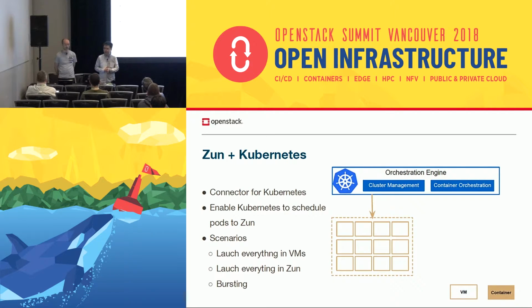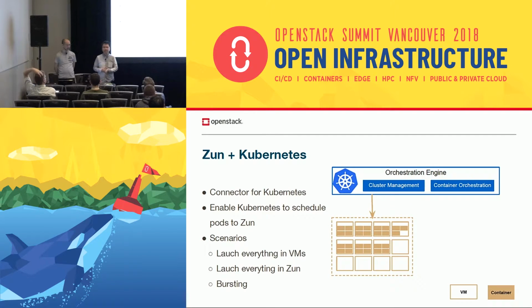But what is interesting about using Zun with Kubernetes is that it allows you to address the problem of over-provisioning. You can just provision the set of VMs for your stable workload, and you can burst additional containers to Zun so that it provides extended space for your Kubernetes cluster. So this is how it's going to work.